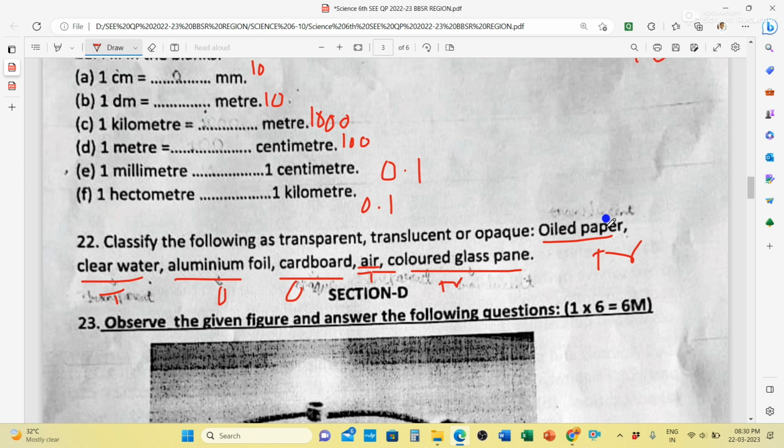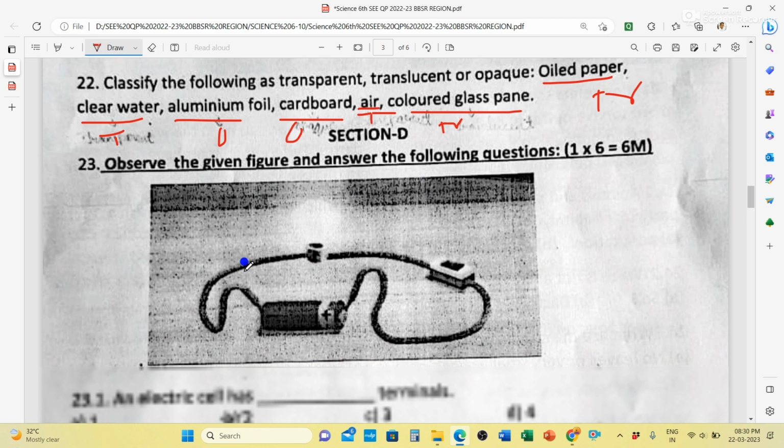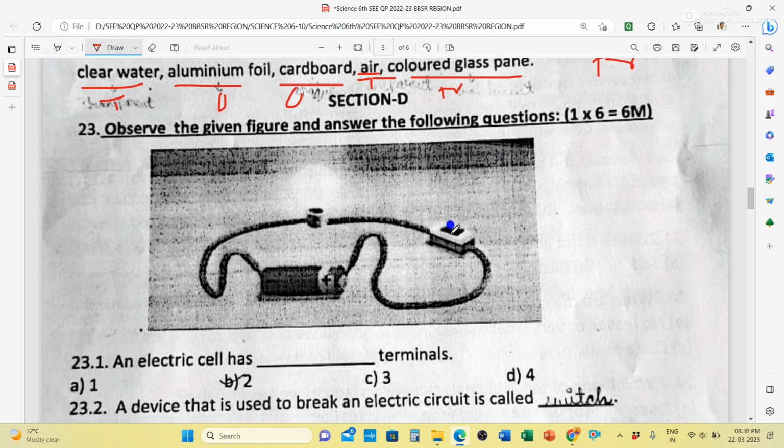Transparent means through which light can pass completely and easily. Translucent means in which light can pass through partially, and opaque means through which light cannot pass. Observe the given figure and answer the following questions.